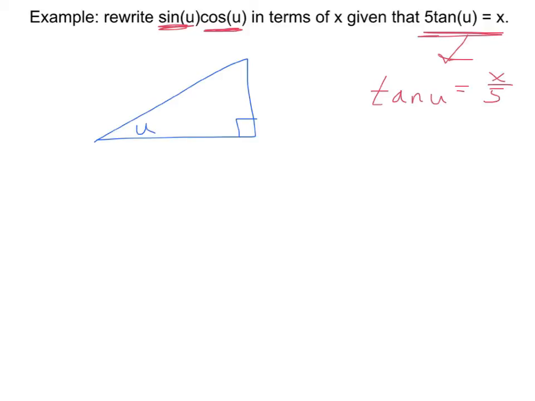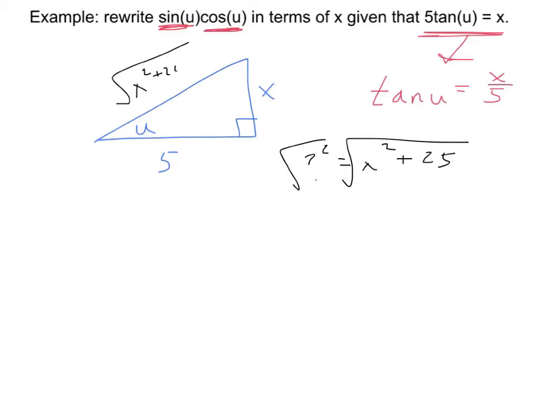I label my angle as u. Now note, this time I made the angle u because the problem was set up as the tangent of u. Then my opposite over adjacent are x and 5. And then the Pythagorean theorem, and if you don't know how to do this clearly, you're going like, well, this is question mark. So question mark squared is equal to x squared plus 5 squared, or 25. So that means the hypotenuse is the square root of x squared plus 25.